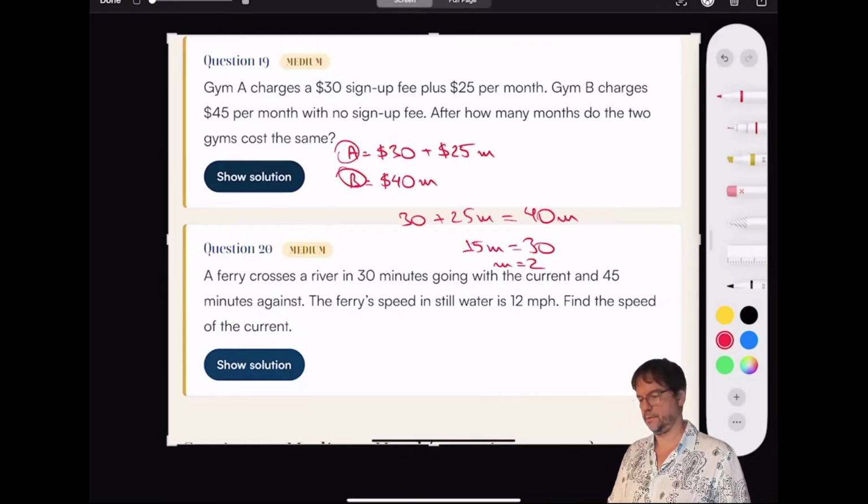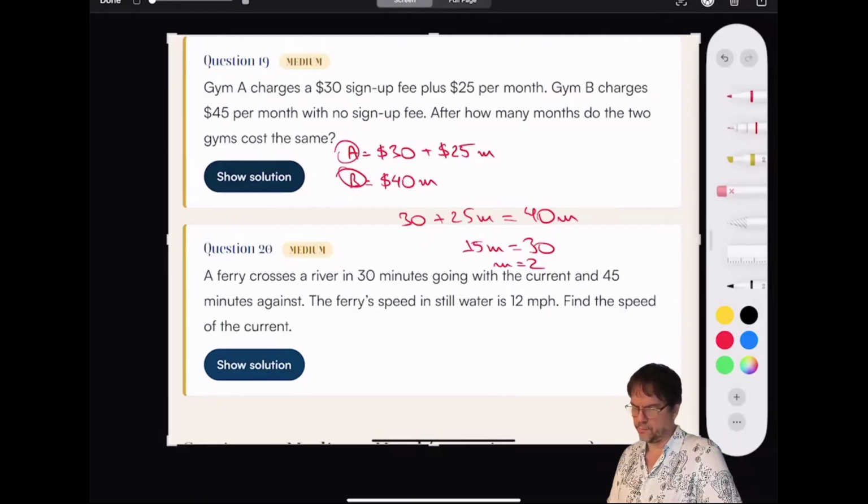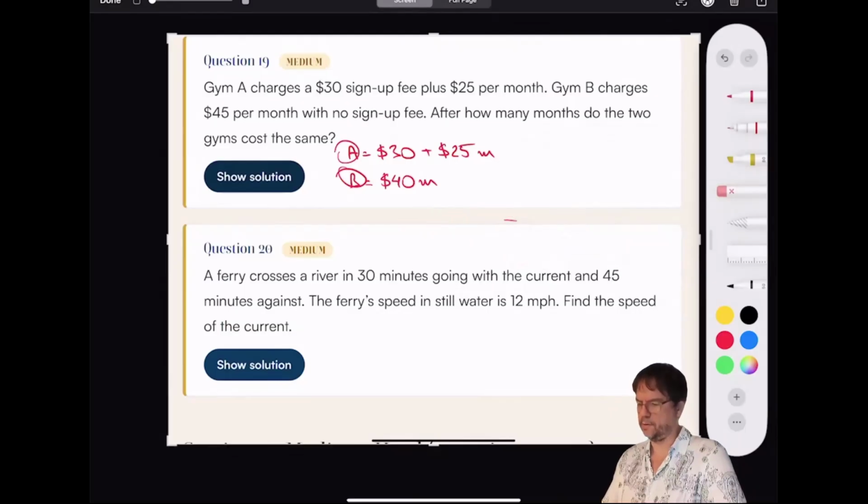Did I do something wrong? 40, 35. Well, it was 1.5. After how many months do the two gyms cost the same? Okay, or the question is wrong. Let me do it again, please.